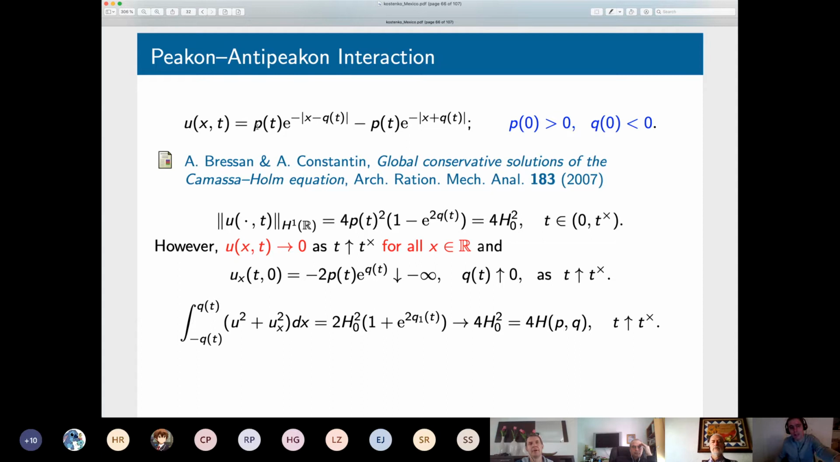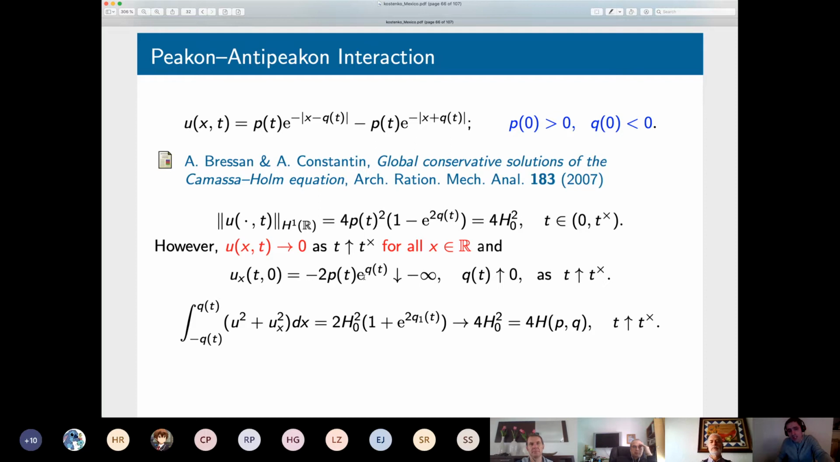The H1 norm, which is the Hamiltonian, is easily expressed in terms of P and Q. This is the second formula here. The derivative, because we know when T goes to T cross, Q goes to zero. And the derivative of U at zero is nothing but 2 pi times this exponent, and it goes to minus infinity.